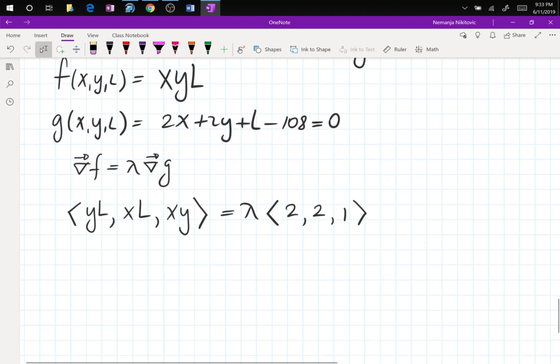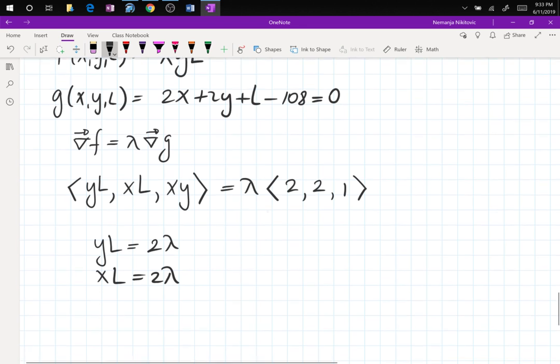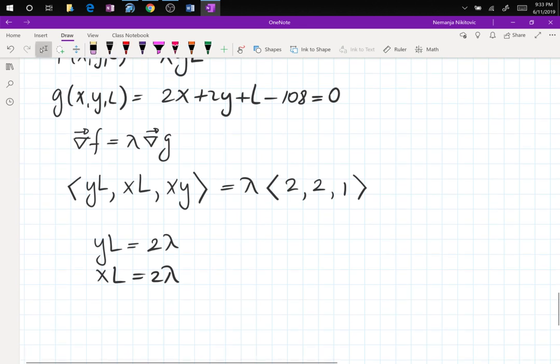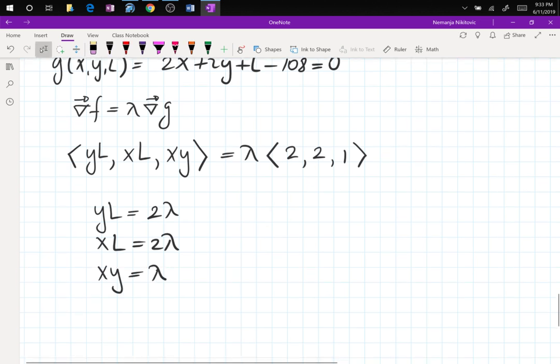Create 3 equations and use g as the fourth. So yl equals 2 lambda, xl equals 2 lambda, and xy equals lambda, and finally the g equation, which is 2x plus 2y plus L equals 108.